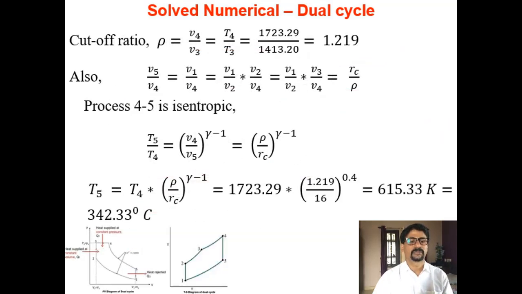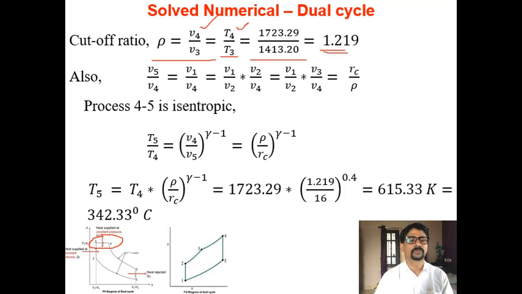Now let us use the formula for the cutoff ratio and calculate it. Rho is equal to V4 by V3. Now this, 3 to 4, is a constant pressure process, so it becomes V4 by V3. In case of the diesel cycle, it was V3 by V2, so there is a change. Now V4 by V3 is equal to T4 by T3. You can use anything, but sorry, you don't know the volume values here, so you have to use the temperature ratios. So rho you'll get as 1.219.